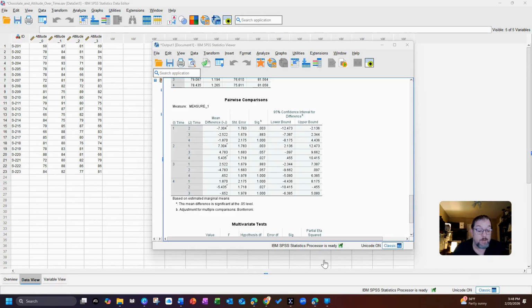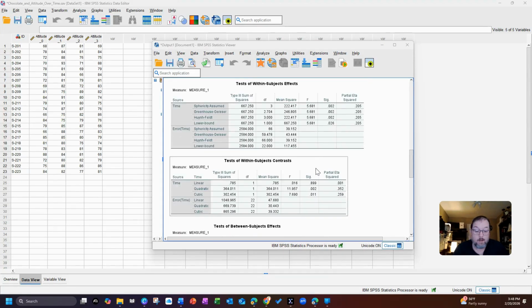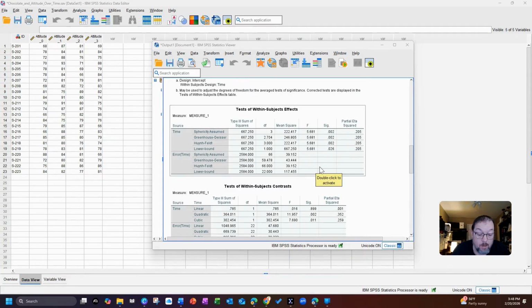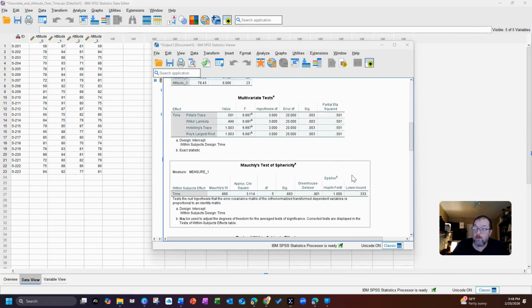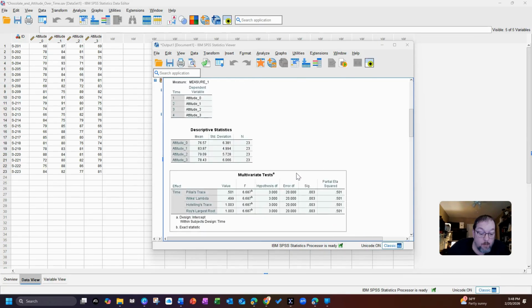Means were: pretest mean 76.57 with a standard deviation of 6.38. At 5 minutes, it was a mean of 83.87 with an SD of 4.99. At 1 hour, my mean was 79.09 with an SD of 5.73, and at 4 hours, my mean was 78.43 with an SD of 6.07.